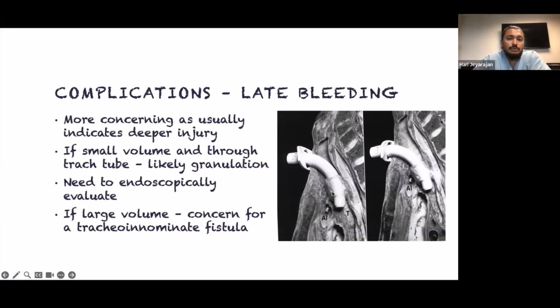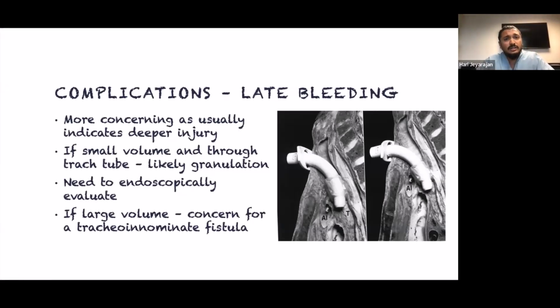If you get large volume bleeding, the immediate thing that we're all worried about is a tracheoinnominate fistula. And this is why you can see, this is a standard tracheostomy tube. Again, this is a sagittal view, and this is the tube within the trachea. But you can see the proximity between the tube and the innominate vessel there. It's pretty close. And so there are two areas that you can get a tracheoinnominate fistula. The most common is through the tracheal wall, through the anterior tracheal wall into the innominate. And that is almost always associated with an inappropriately positioned or sized tracheostomy tube.